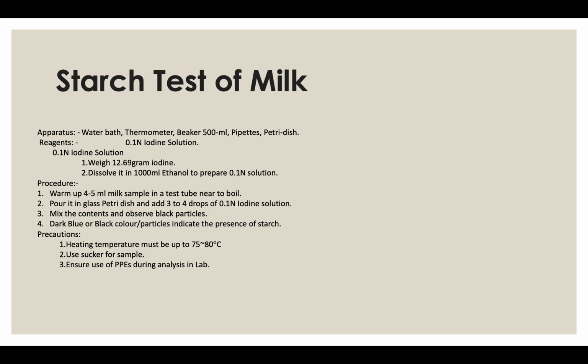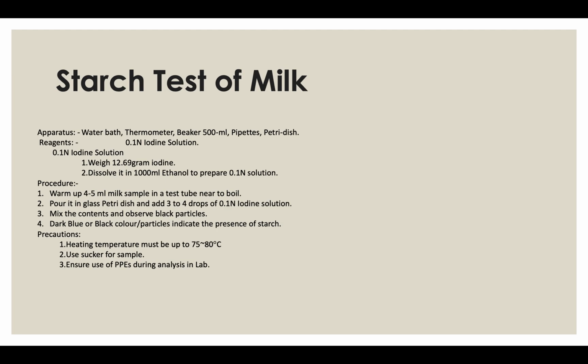Starch test of milk. Apparatus used for this purpose is water bath, thermometer, beaker, pipette, petri dishes. Chemical reagent used in this test is 0.1 normal iodine solution. To prepare 0.1 normal iodine solution, weigh about 12.69 grams of iodine and dissolve it in 1000 ml of ethanol to prepare 0.1 normal solution.